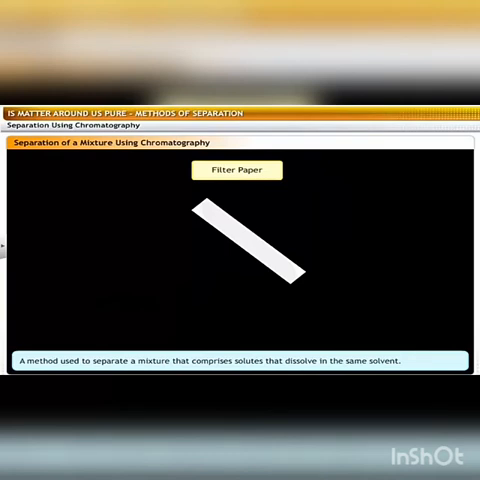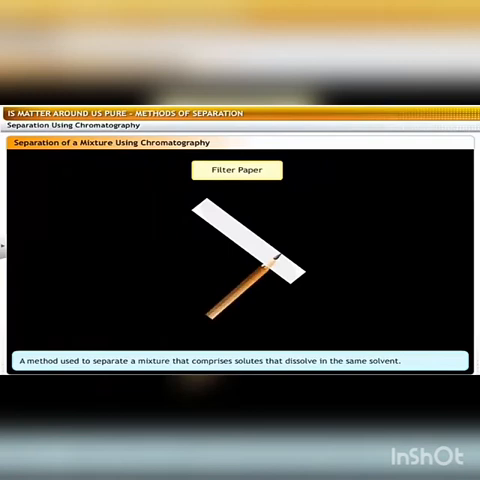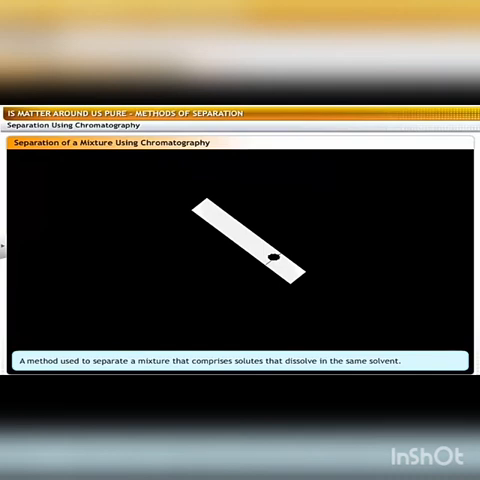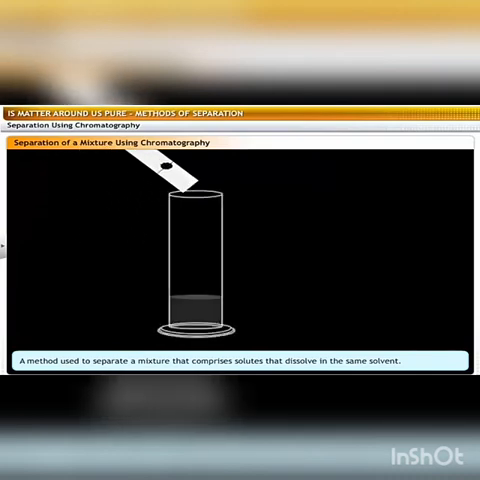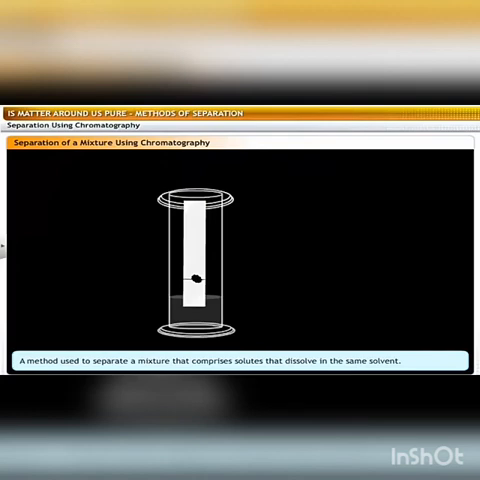First, take a thin, long strip of filter paper. Use a pencil to draw a line on it, about 3 centimeters above the lower edge. Then, put a small drop of black ink on the filter paper in the center of the line, and allow it to dry. Finally, lower the filter paper into a jar containing water, so that the drop of ink on the paper is just above the water level.